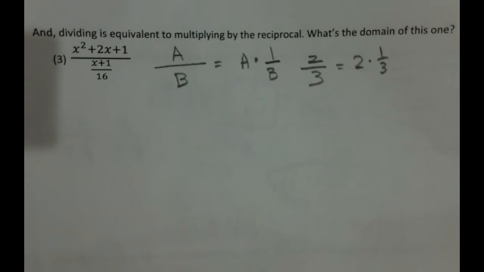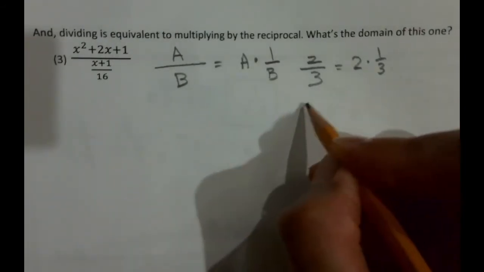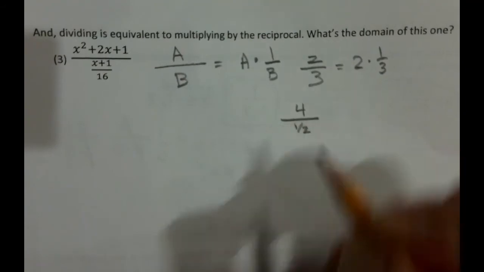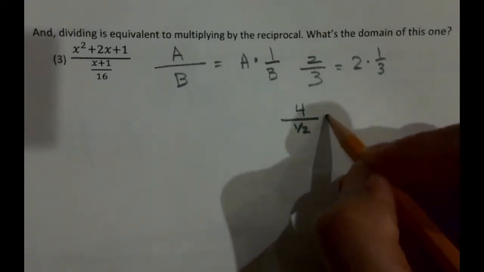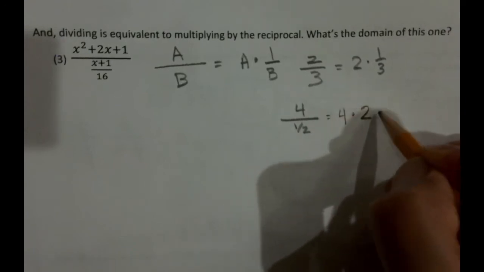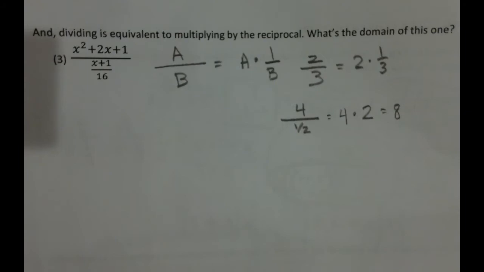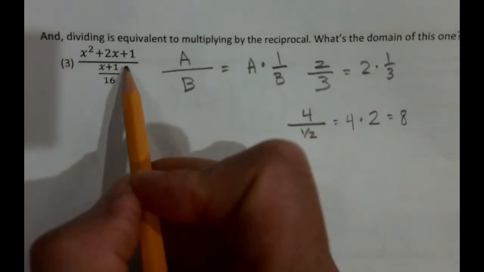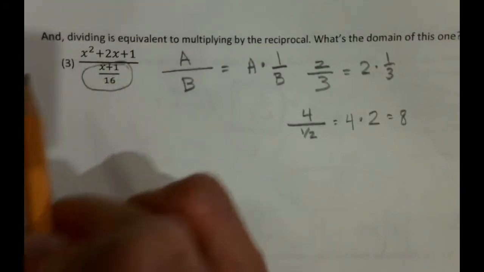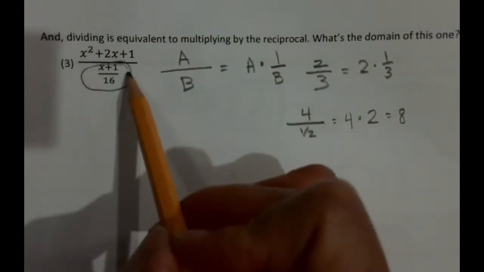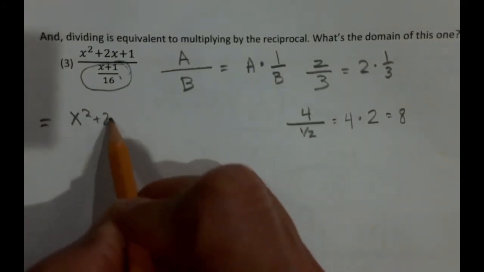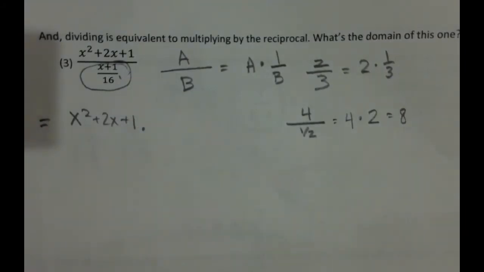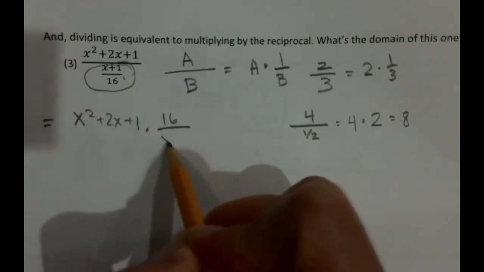And those seem obvious, but this is more helpful if I'm taking 4, for example, and dividing by half. How many halves go into 4? Well, how many 50-cent pieces of whatever can I buy with $4? Well, 8. 4 times the reciprocal of a half, which is actually 2, and that's 8. Alright, so if I have to divide by something like this, I would rather multiply by the reciprocal of that. So I can rewrite this as x squared plus 2x plus 1 times the reciprocal, 16 over x plus 1.